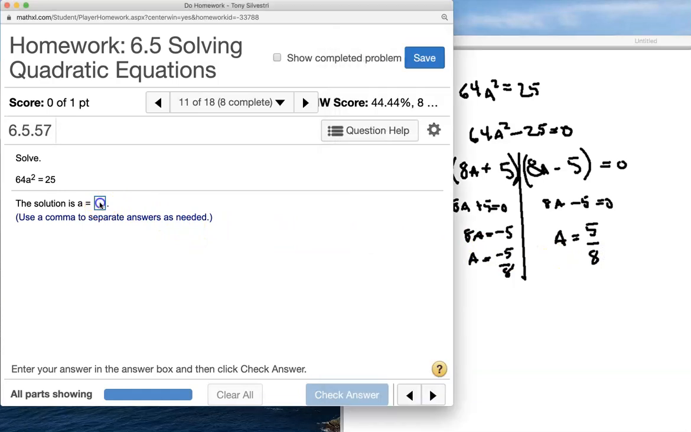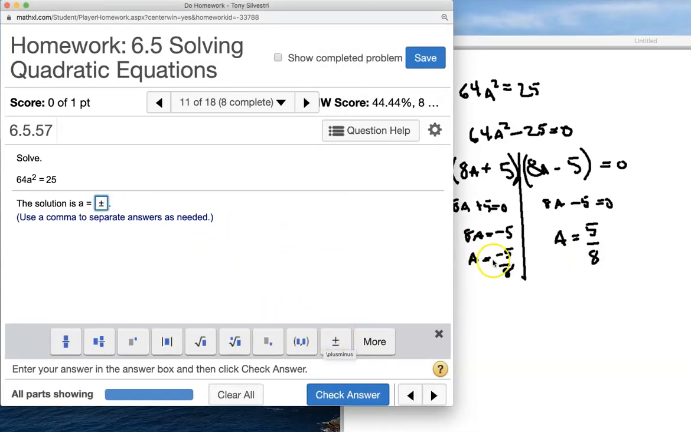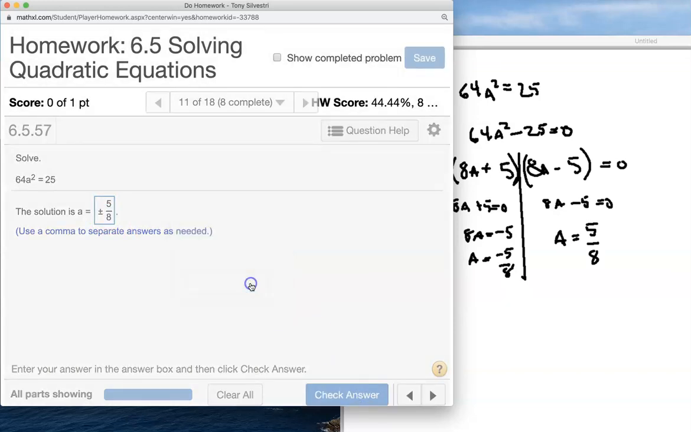Okay, so I'm going to come over here, and this is where the plus and minus really shines, because it's plus or minus a single fraction, 5 eighths. Check your answer. Nice work.